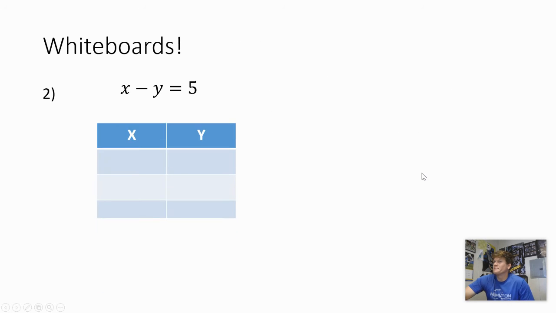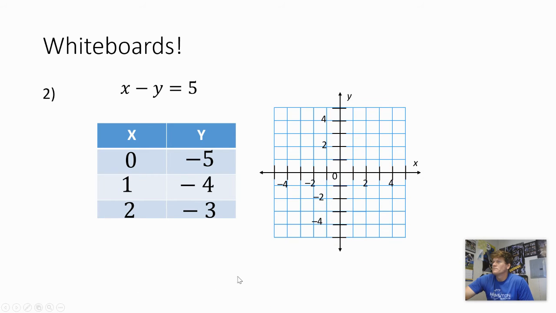Your turn. Try again. X minus y equals 5. If you've been keeping up with the videos, I think this one's a repeat of the other day. X minus y equals 5 turns out to look something like this. Connect them together. There's our graph.